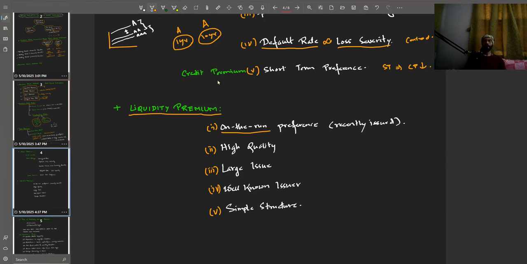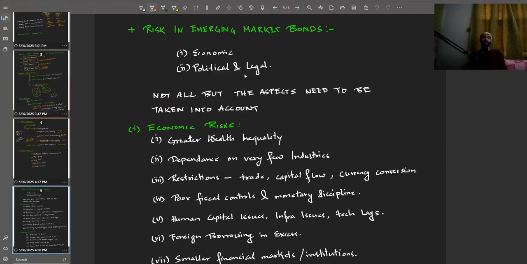We move on. Now we have understood all the 4 blocks of the building block. We'll move into the next section and understand the specific factors that one has to be concerned with when dealing with emerging market fixed income instruments or emerging market bonds. Risk specific to emerging market bonds. There is basically a twofold risk involved here. One is economic risks and the second is political and legal risks.